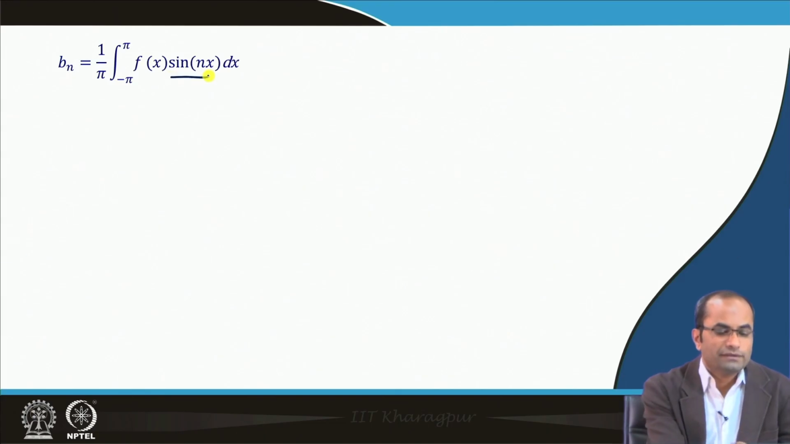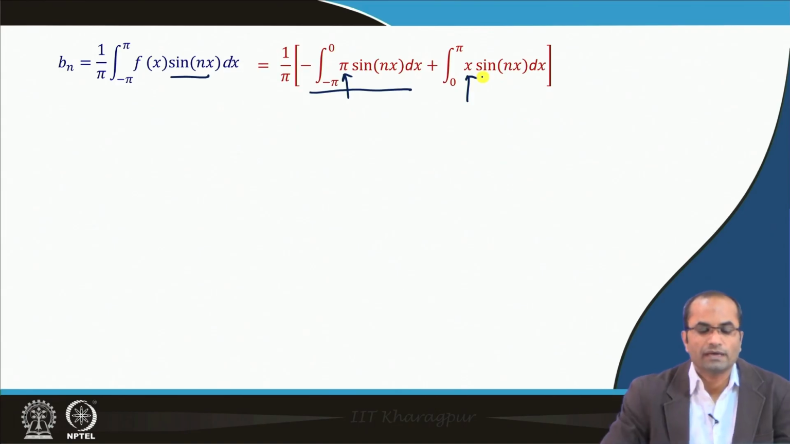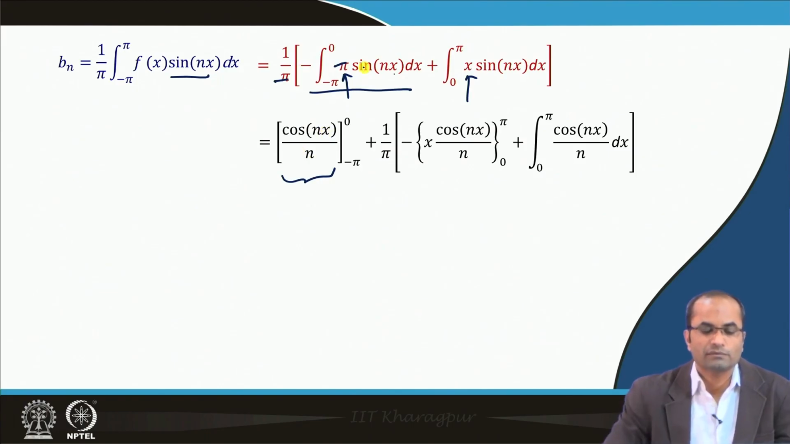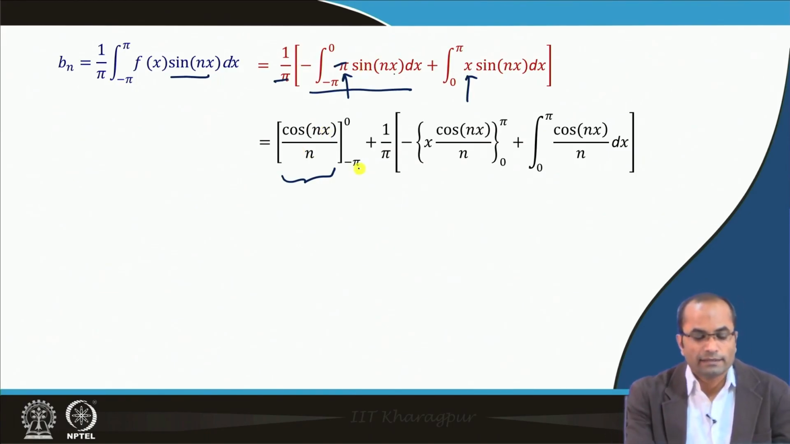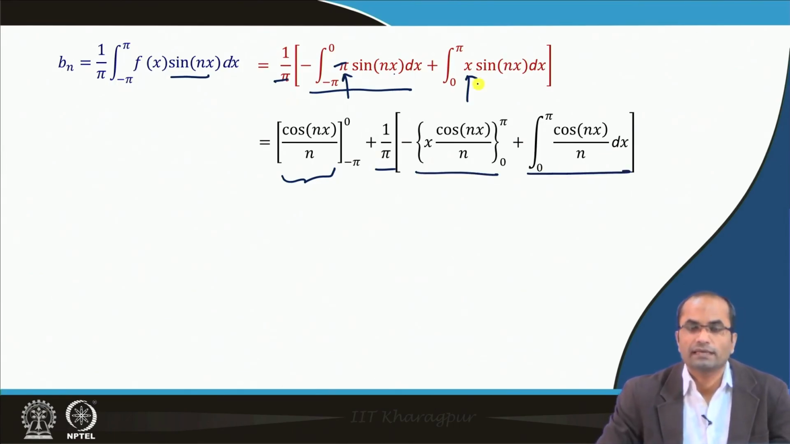In b n we have here the sine function. Again, from minus pi to 0 we have minus pi as the value of the function, and from 0 to pi we have the value of the function as x. So, here in the first one, this pi gets cancelled, sine will give cos n x over n, and this minus will be adjusted for the integration, with limits minus pi to 0, and then we have 1 over pi sitting outside, and then again we have to integrate x sin n x.